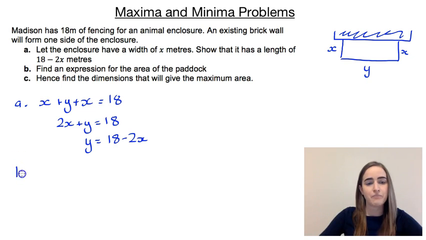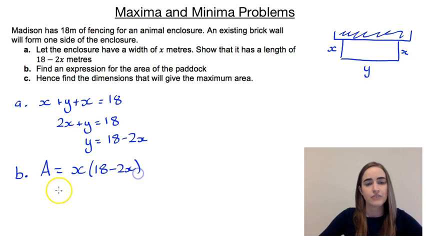All right, for part B, it asks us to find an expression for the area of the paddock. So we know that the area, because it's a rectangle, is base times height. So area is going to be the length times the width. Now our length is that 18 minus 2x, and our width is just x. So we're going to have x outside of 18 minus 2x. And if we expand that out, we'll have 18x minus 2x squared.